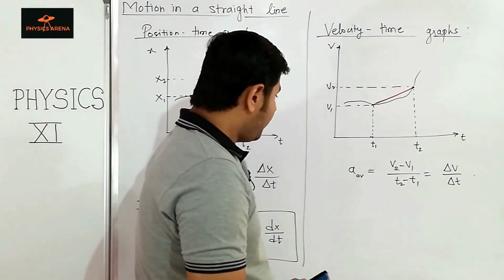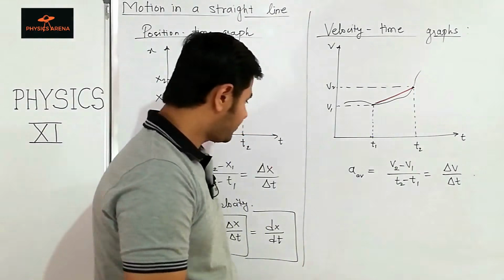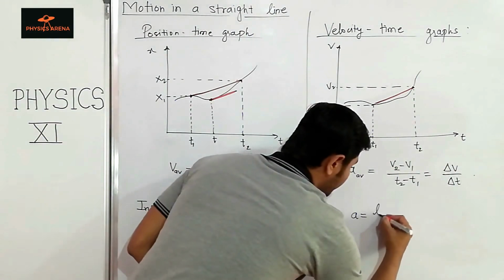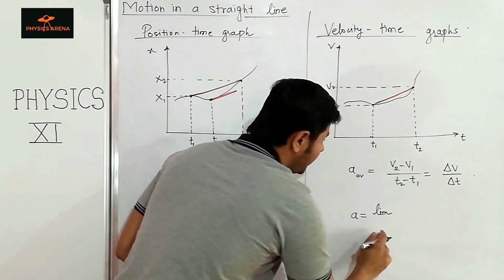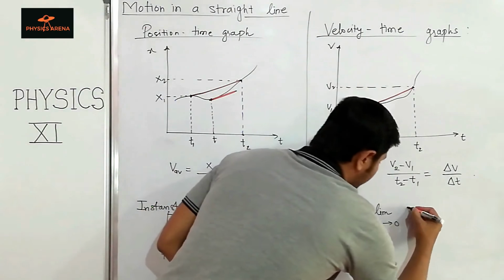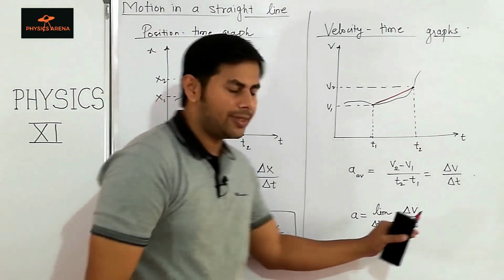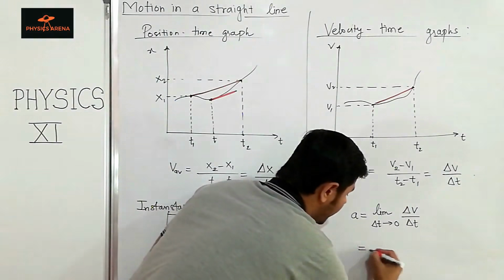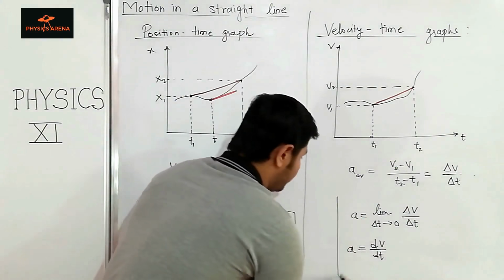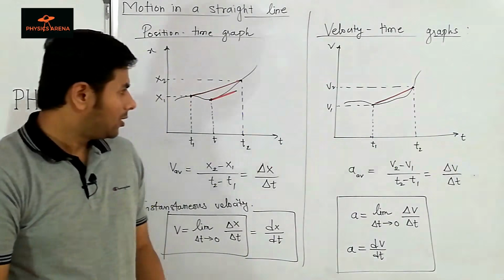So similarly, if I wish to find instantaneous acceleration, I can represent it like this. a is the instantaneous acceleration at any time, so it is limit delta t tends to 0 of delta v over delta t. And what will that thing be? It will be the derivative of velocity with respect to time, for the sake of definition for now.